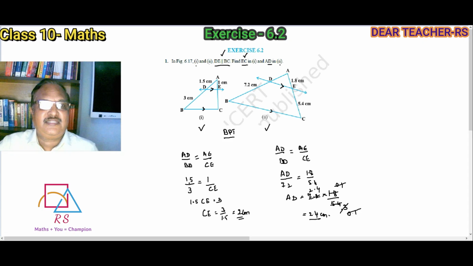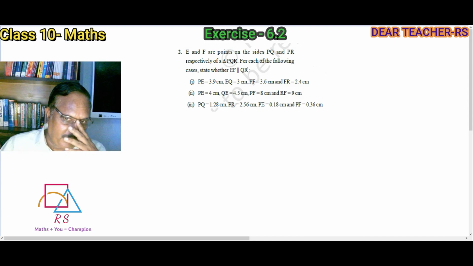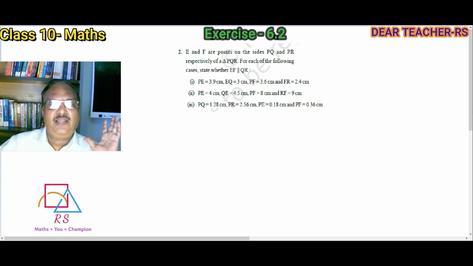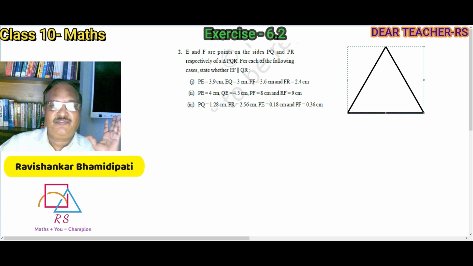Let us go to the second question. Second problem goes as it is. E and F are the points on PQ and PR. In this, the diagram is not given. Let us draw the diagram. I have an equilateral triangle and a right angle triangle. I will draw an equilateral triangle only, irrespective of the measurements.